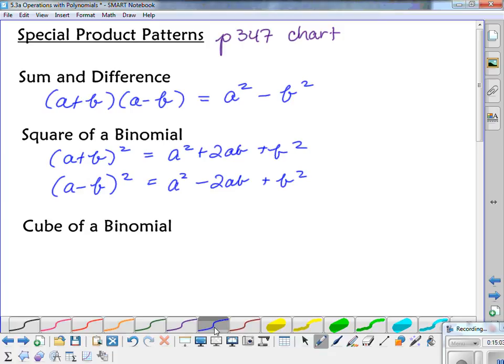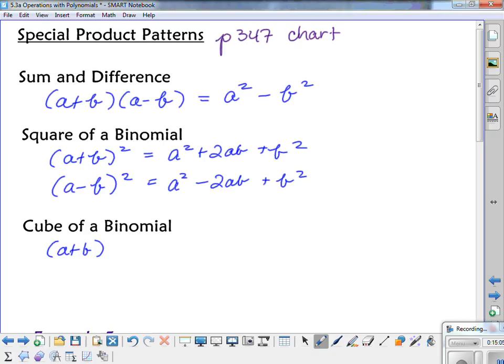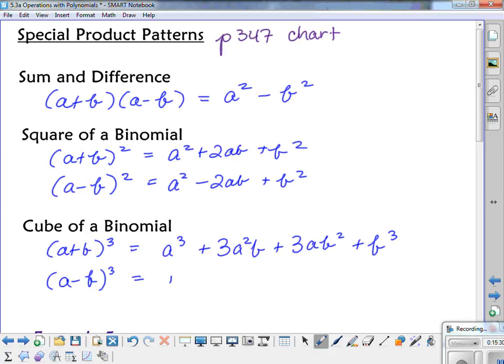So the cube of a binomial, if I have a plus b cubed, you end up getting a cubed plus 3a squared b plus 3ab squared plus b cubed. And if it's minus, it's almost exactly the same, just your minus signs alternate. It goes minus plus minus. So we get a cubed minus 3a squared b plus 3ab squared minus b cubed.